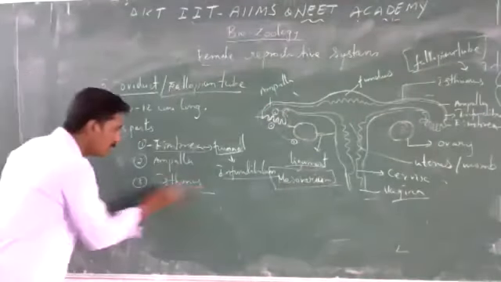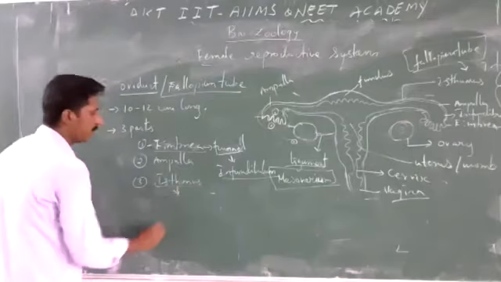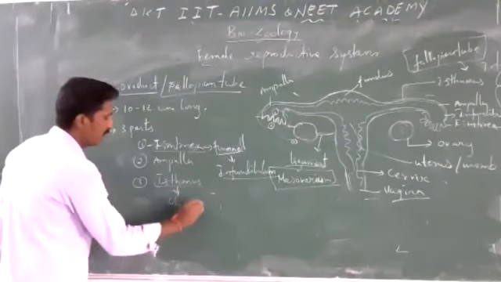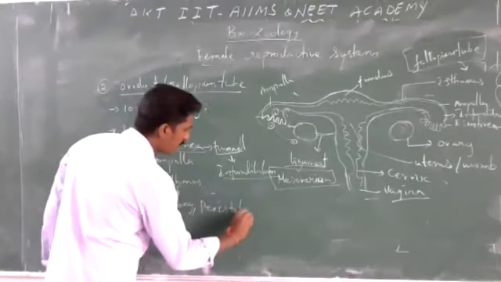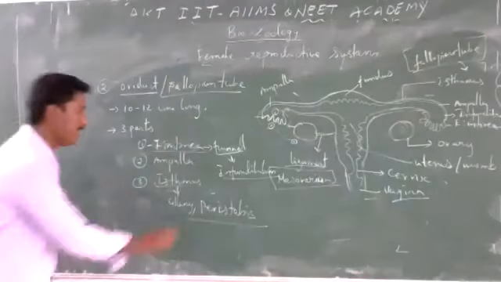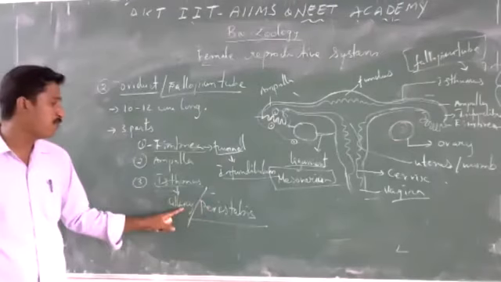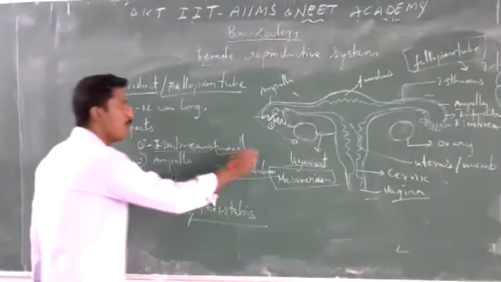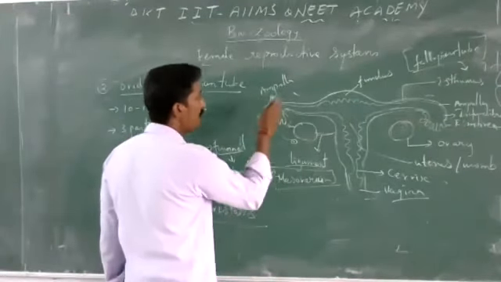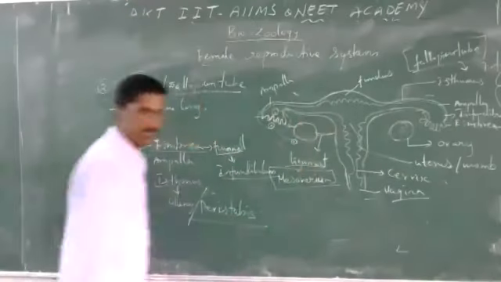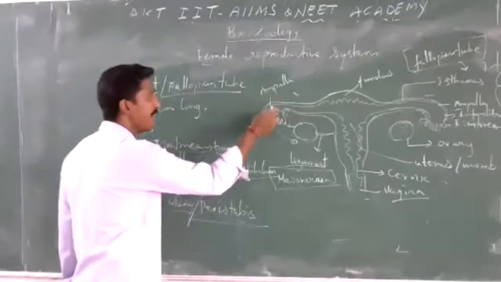The isthmus is a narrow duct. It has ciliary action as well as peristaltic action. Due to the ciliary movement and peristaltic movement, the ovum or zygote moves from the isthmus to the uterus.